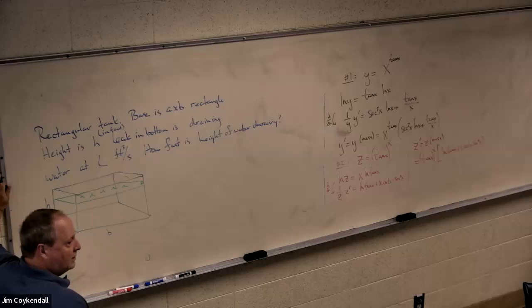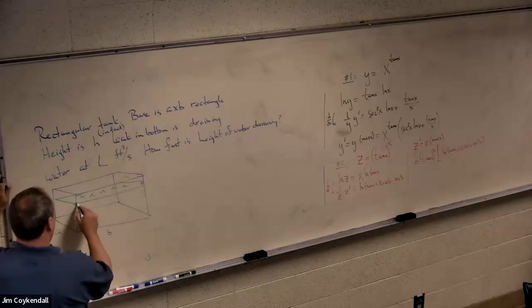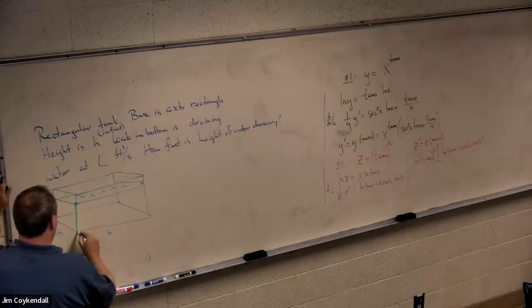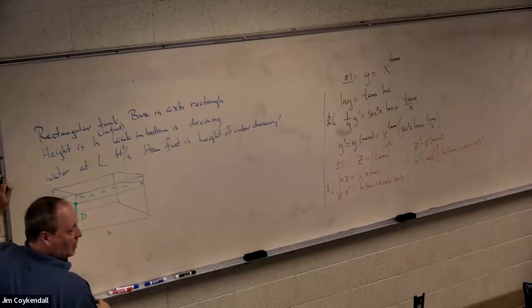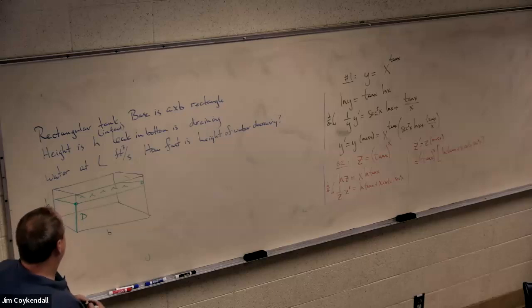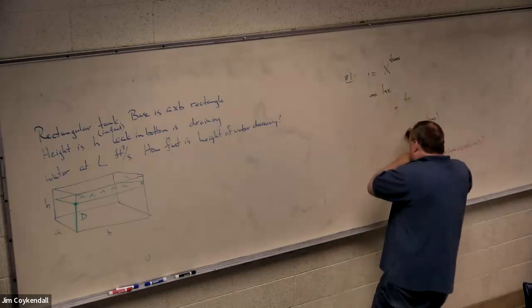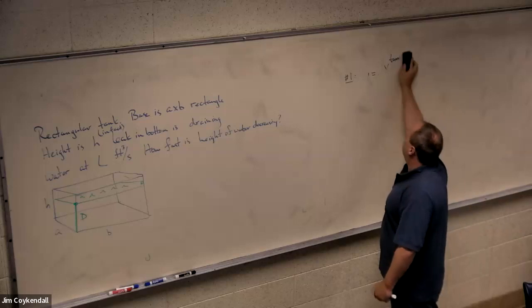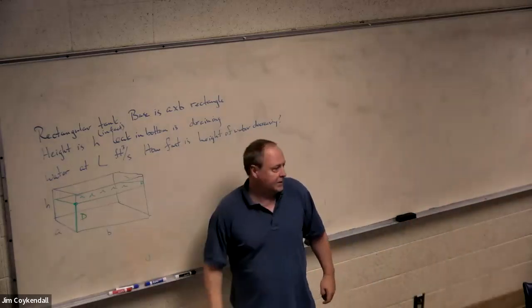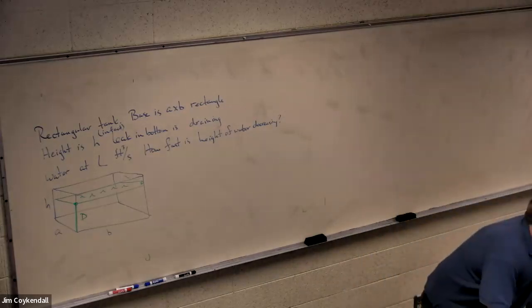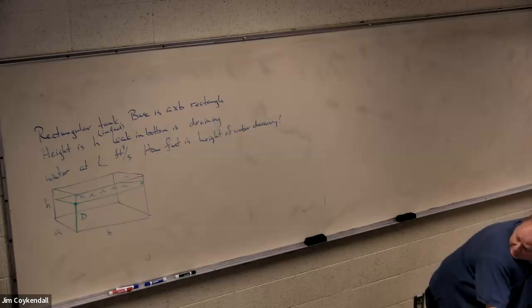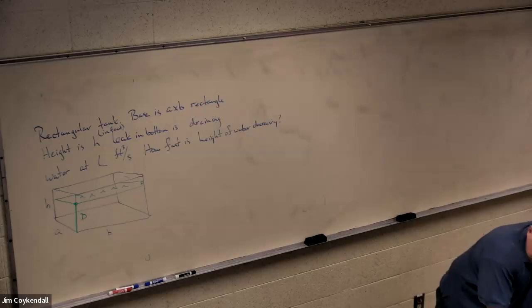So how deep is the water? Let's call this capital D for how deep the water is. So there's my beautiful picture. Got the aquarium, A by B by H. It's got water in it at some depth D. All I know about that is it certainly can't be more than H, and it's got to be at least 0. So my picture's taking care of everything.